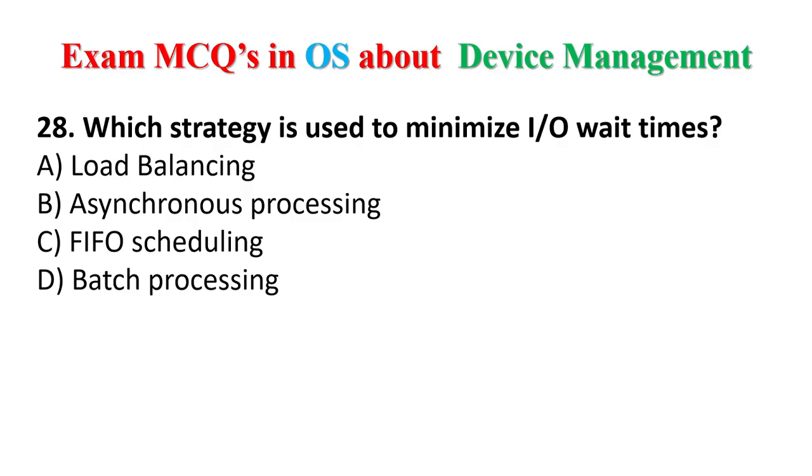Which strategy is used to minimize input-output wait times? Load balancing, asynchronous processing, first in first out scheduling, batch processing. Asynchronous processing is used to minimize input-output waiting times.